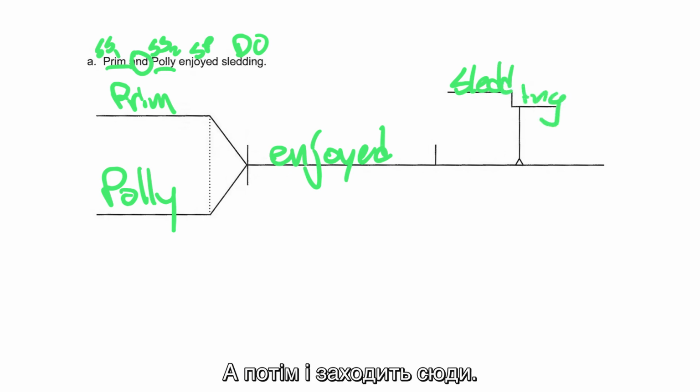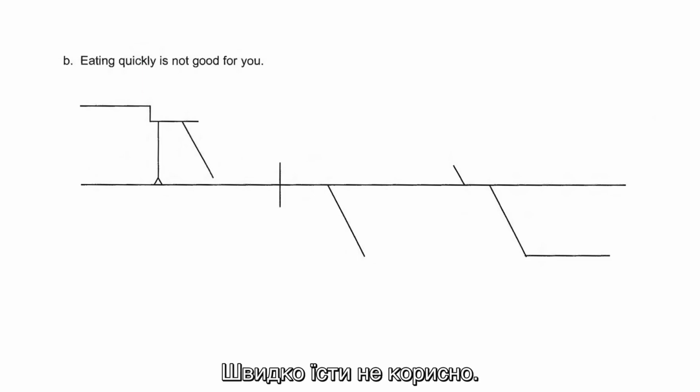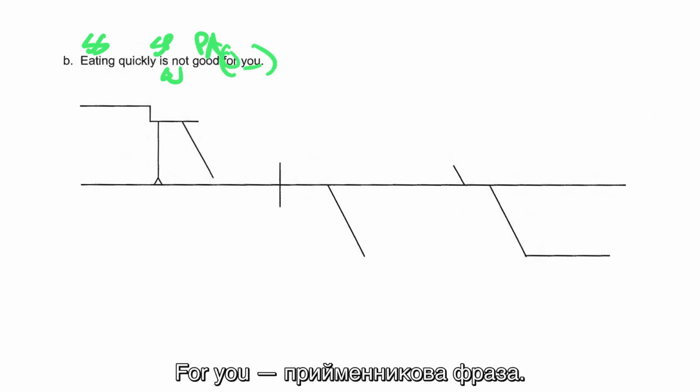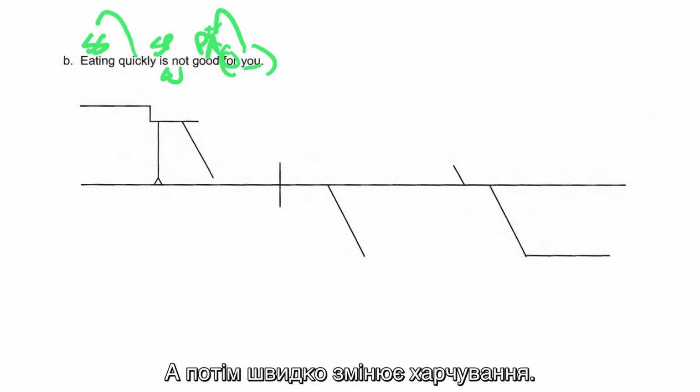Sledding, and then and goes in here. Eating quickly is not good for you. Who or what is this about? It is about the idea of eating. What does it do? It exists as what? Good, not. For you is a prepositional phrase, and then quickly modifies eating.